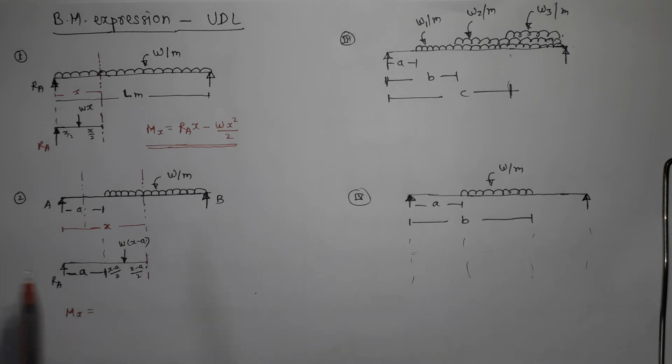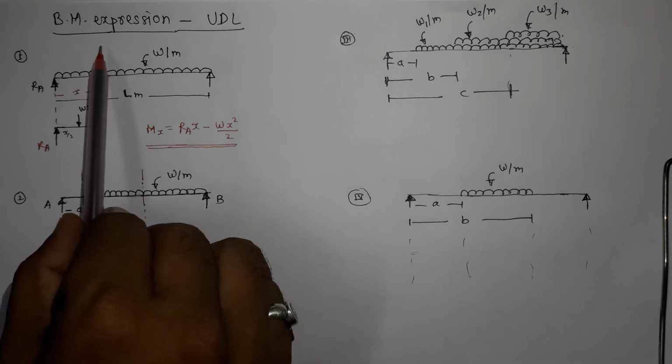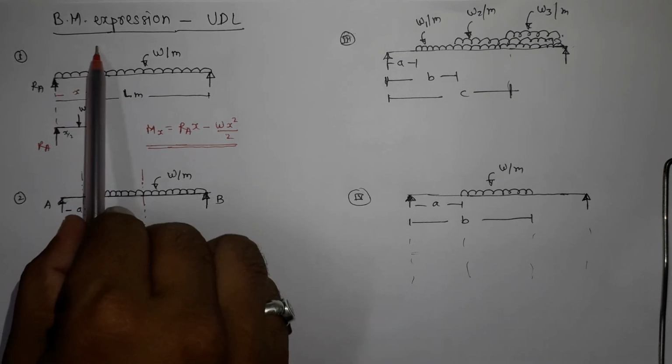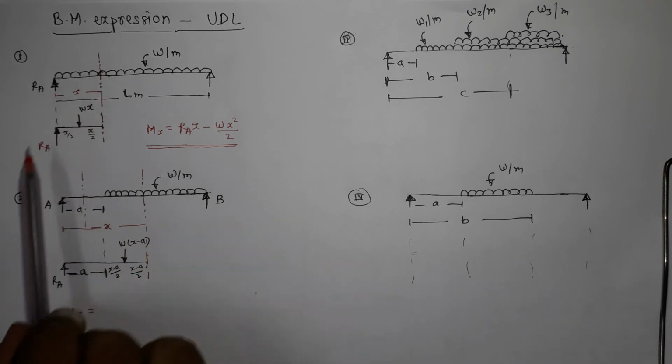If there are 5 subspans, we will have to take 5 sections and there will be 4 partitions. So the number of partitions is usually less by 1 than the number of subspans. So here I am taking a section at a distance x, and as I have taken the section, I am considering the left part also.